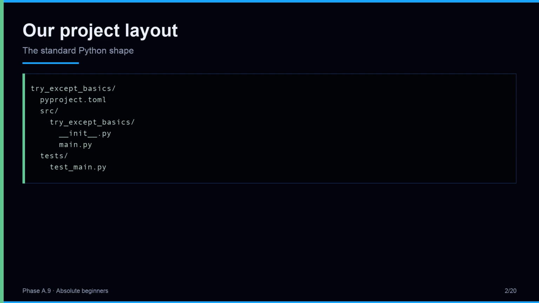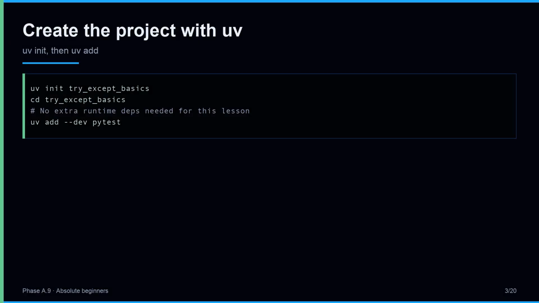The standard shape. Create the project yourself with uv init try_accept_basics. Move into the folder with cd. For this lesson we do not need any extra runtime libraries, but we add pytest as a development dependency with --dev. uv writes everything into pyproject.toml and creates a locked virtual environment automatically. One command, one project, ready to code.